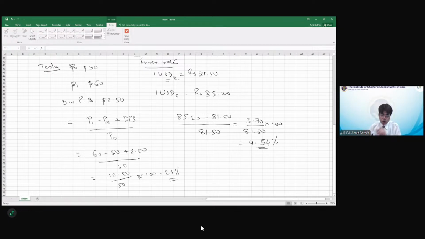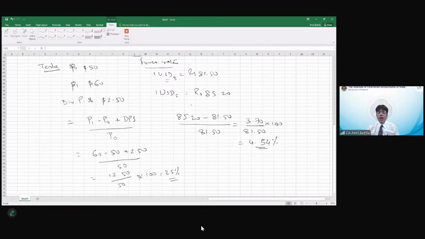So if you are a person who has invested in a share of Tesla, how will that work? Essentially, at the beginning of the year, say for example, even for one share, you would have purchased first and foremost foreign currency. So you have paid 81.50 into 50, right? To acquire one share of Tesla at $50. At the end of the year, you got $60, which is the price, plus 2.50. So you convert that into INR at which rate? At 85.20.